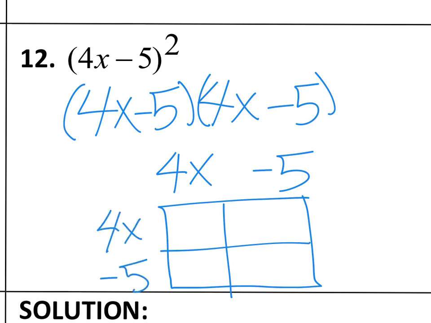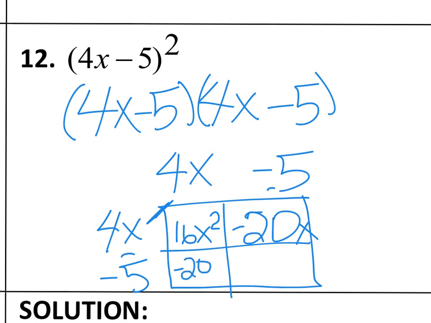4x minus 5. So these two are going to multiply to go in the top left hand, so 16x squared. These two are going to multiply to give us negative 20x. And those two are going to multiply to give us negative 20x. And negative 5 and negative 5 give us a positive 25.